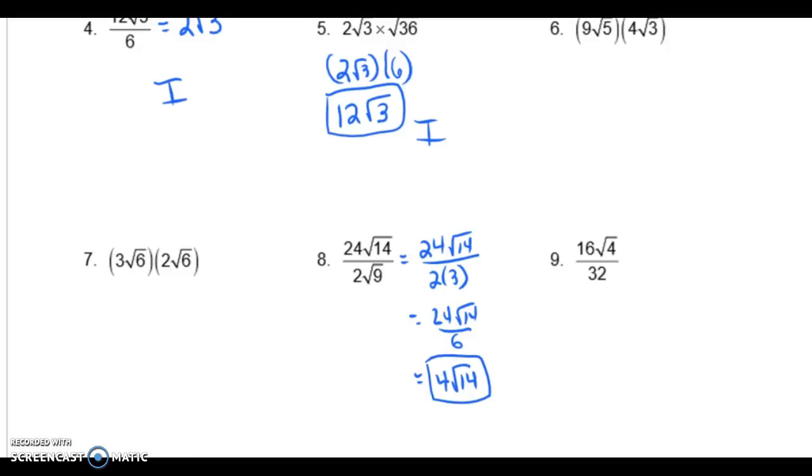Okay? So again, the idea on these are just look for perfect squares if you can first, and then follow your rules of multiplication and division. Makes things a lot easier. If you have radicals left, meaning that what's underneath the square root, the radicand, is not a perfect square, then we will end up with an irrational number.